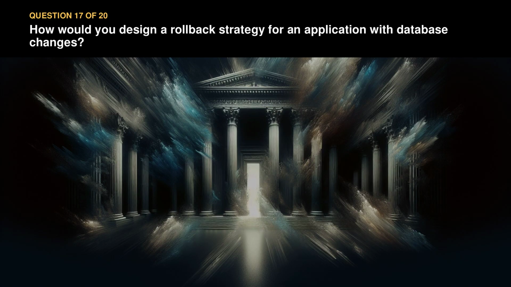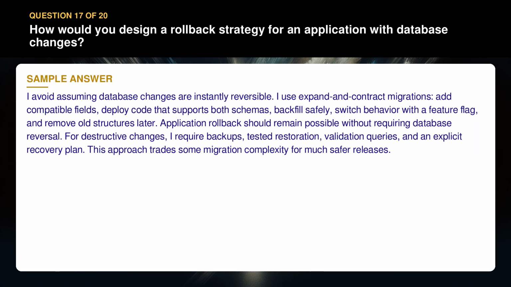Question 17. How would you design a rollback strategy for an application with database changes? I avoid assuming database changes are instantly reversible. I use expand and contract migrations, add compatible fields, deploy code that supports both schemas, backfill safely, switch behavior with a feature flag, and remove old structures later. Application rollback should remain possible without requiring database reversal.